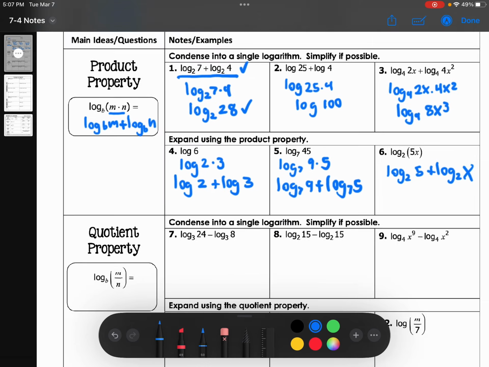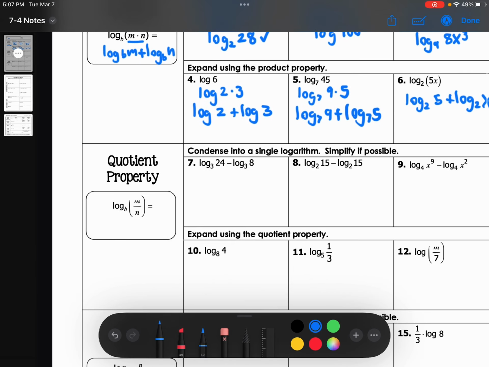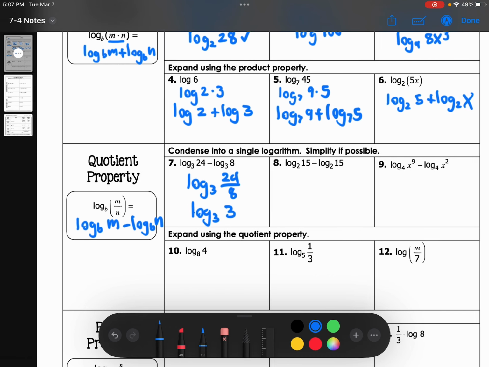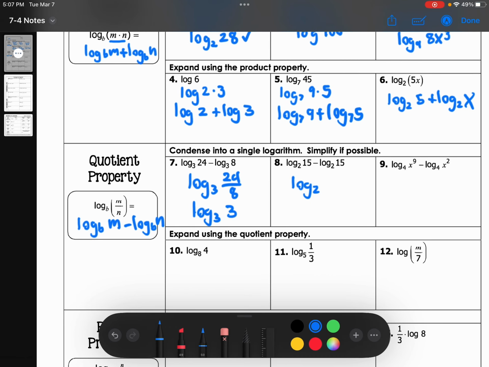All right. Now, you have another property called the quotient property that says that if you have a log and you divide inside that log, this is the same thing as log base b of m minus log base b of n. All right, so for example, this one right here, you could write this as log base 3 of 24 over 8, which is 24 divided by 8 is 3, okay? Well, for example, in this one, you can write this as log base 2 of 15 over 15. Again, I'm only going to do that when I subtract. Okay, and if that happens, you can simplify that.